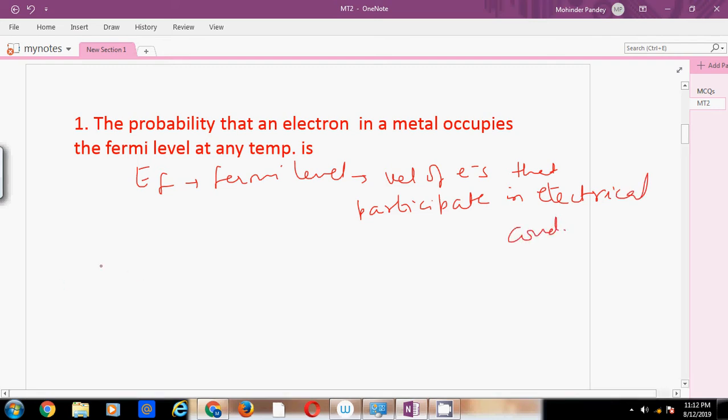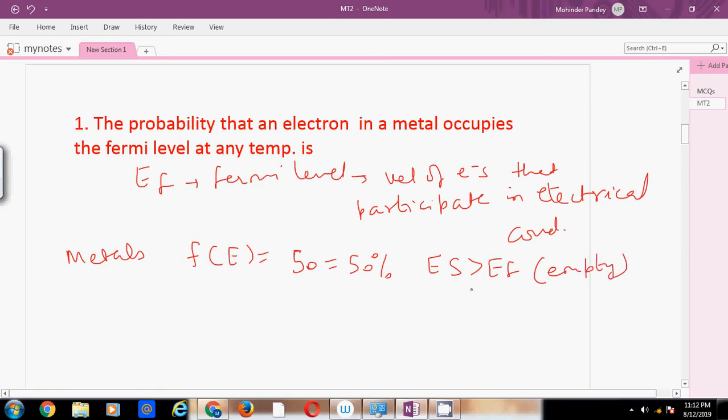So if I talk about metals, in metals the probability that an electron occupies the Fermi level at any temperature is F of E equal to 50%. As I have already told you, all energy states above the Fermi level are empty and all energy states below the Fermi level are occupied by electrons.